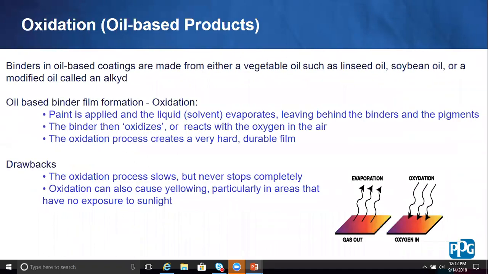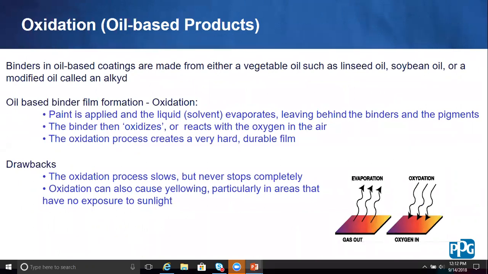So your core products, if you've got an oil-based paint, and I know there are many parts of the country that are VOC restricted, so you don't get to use them as much, but oil-based paints were literally how paint used to work, prior to 1900. So the binders in oil-based coatings are made from either a vegetable oil, such as linseed or soybean oil, or a modified oil called an alkyd, which actually occurred back in 1923.